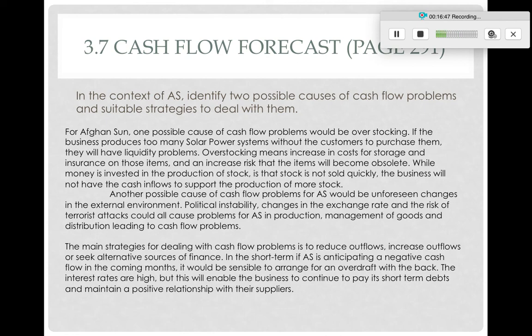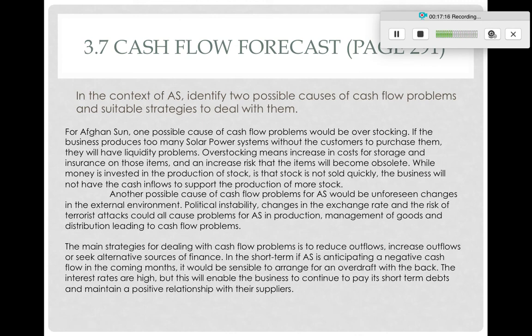Another possible cause of cash flow problems for AS would be unforeseen changes in the external environment. Political instability, changes in the exchange rate, and the risk of terrorist attack could all cause problems for AS in production, management of goods, and distribution, leading to cash flow problems. The main strategies for dealing with cash flow problems is to reduce outflows, increase inflows, sorry, that should say inflows, there's a typing error there, or seek alternative sources of finance.